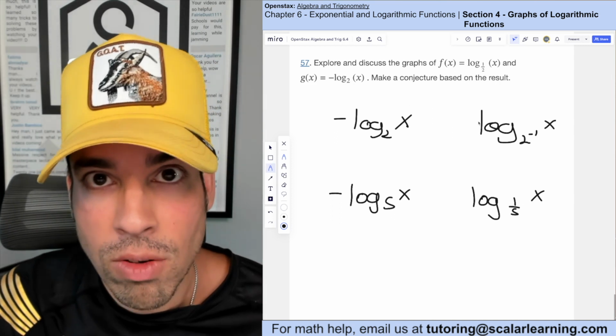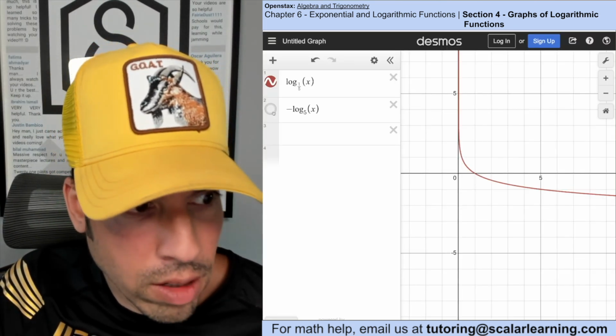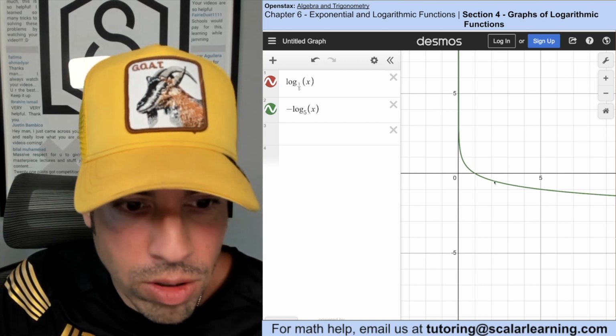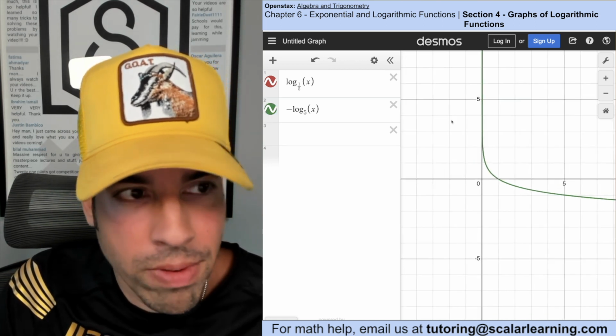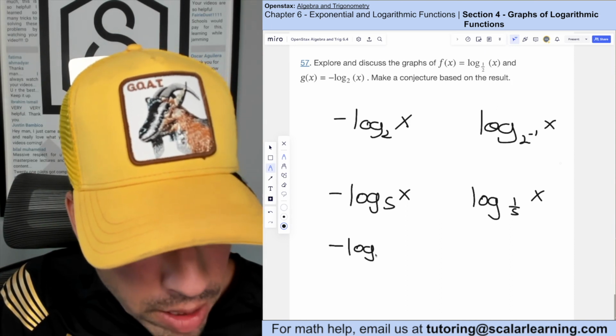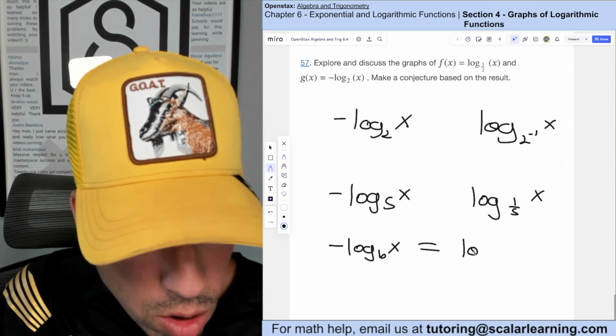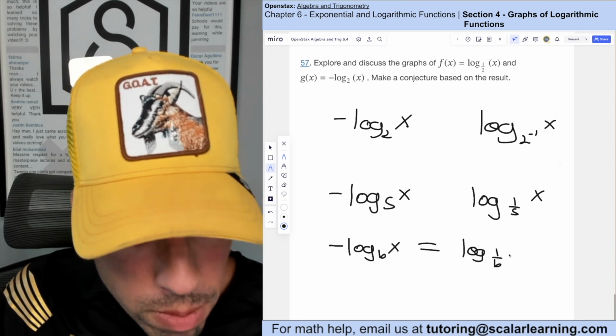So let's test that out. Here we plotted log of 1/5 of x, and then here's negative log base 5 of x, and look at that, they're the exact same. So I think we verified that, and that's our conjecture, which means negative log base b of x is the same as log of 1/b to the x.